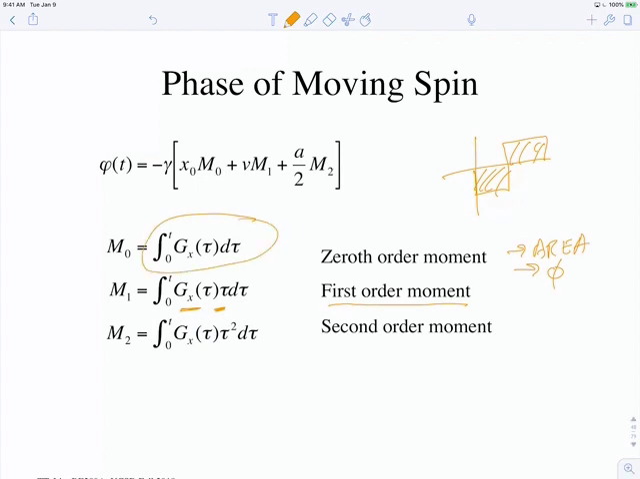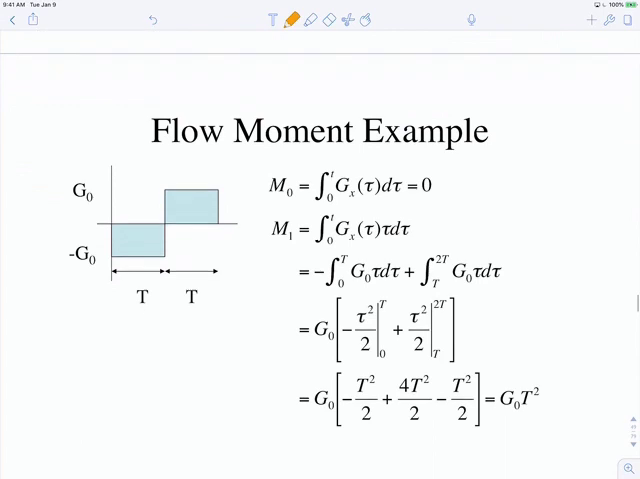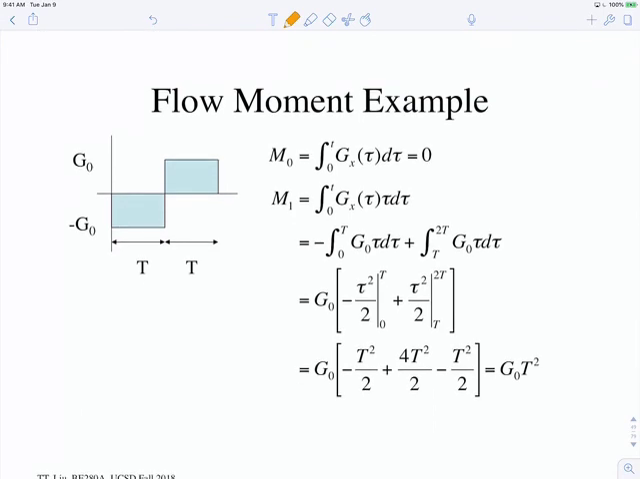Previously in imaging, we've only looked at the areas of gradient. We spent all this time looking at the area of the gradient. Now we're going to look at the first moment of the gradient, because that's what we need to sensitize ourselves to velocity. Once again, this is the bipolar pulse we just talked about. It goes down for a certain amount of time and then up for a certain amount of time. The 0th order moment is 0, and if you do the algebra, the first order moment of this is g0 t squared.